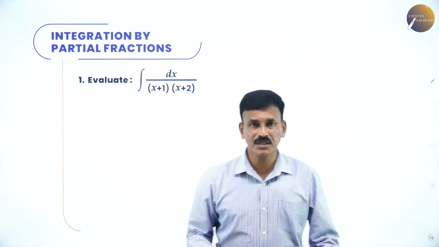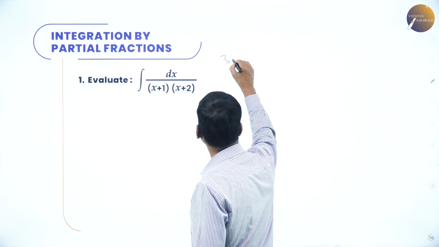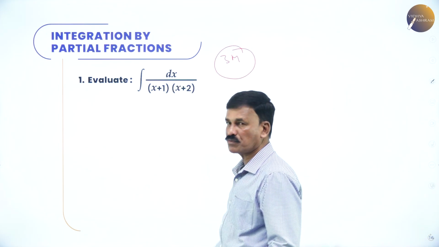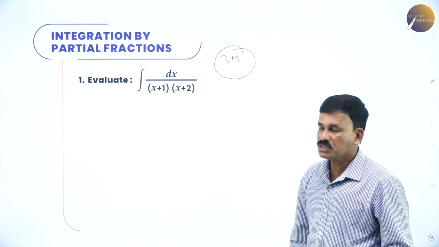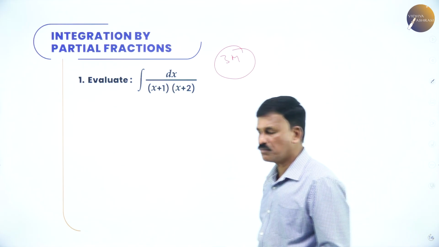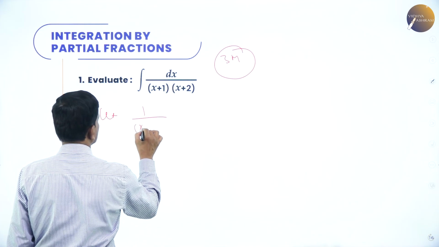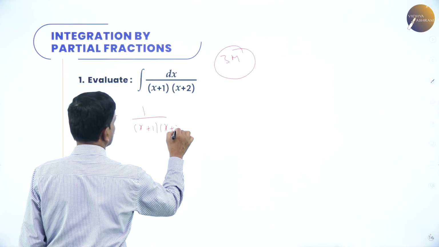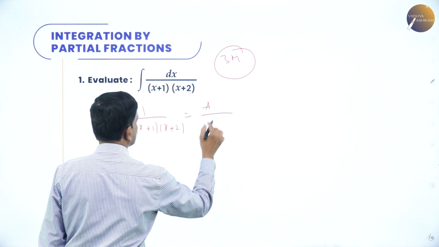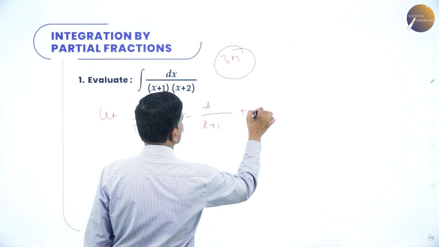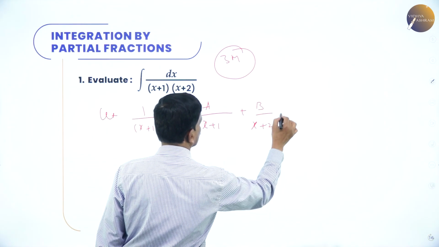This is also very important for 3 marks, definitely sure questions. You may expect this type of question in the examination. This is by the method of partial fractions. Now let us write, let 1 over x plus 1 into x plus 2 be a by the first factor x plus 1, plus b by the second factor x plus 2.